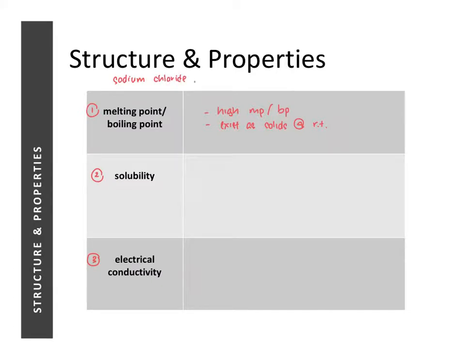Alright, so think about it. The salt that you see in the kitchen, what state is it found in at room temperature? It's in solid state, so that means that it has a high melting point, boiling point. Alright, the next question is this: will your kitchen salt dissolve in water? Answer is yes. Alright, so ionic compounds, most of them are soluble in water.